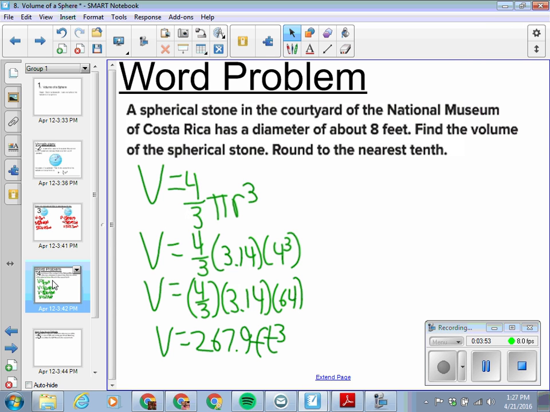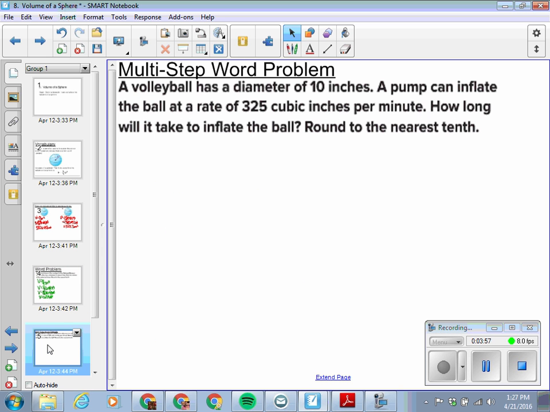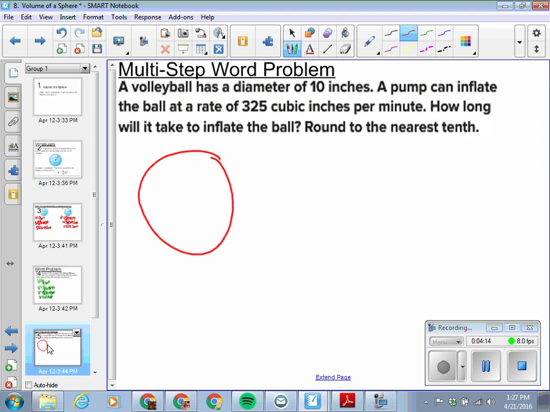So we should go a little bit beyond just plugging and chugging. So we have a word problem like this. A volleyball has a diameter of 10 inches. A pump can inflate the ball at a rate of 325 cubic inches per minute. How long will it take to inflate the ball, rounded to the nearest tenth? So we've got this volleyball. I'm going to draw really bad spheres. Imagine that this is three-dimensional. And we've got a diameter of 10 inches. I'm going to go ahead and make the radius just 5. Get that out of the way for us.